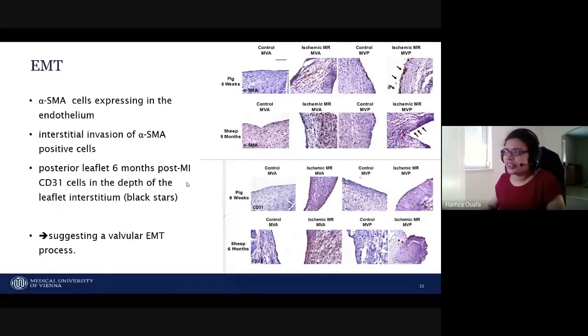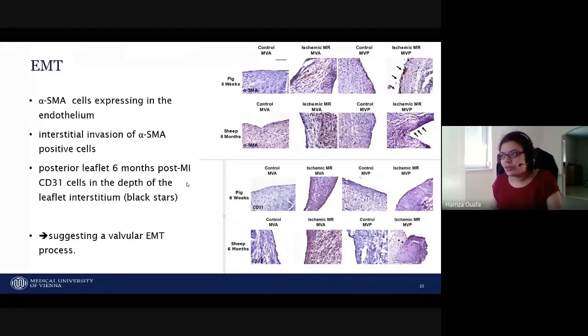to be able to see if there was this phenomenon happening at the leaflet level, we stained the leaflets with alpha-SMA and CD31. So the endothelial cell, when it's quiet, when it's non-activated, expresses CD31. And CD31 is a typical marker of endothelial cells. Alpha-SMA is not supposed to be expressed by an endothelial cell. It can be expressed by a mesenchymal cell, a fibroblast a little bit, and also a fibroblast which is activated.